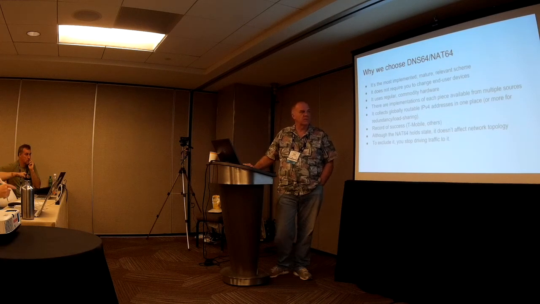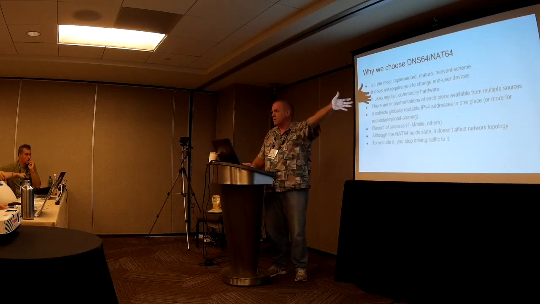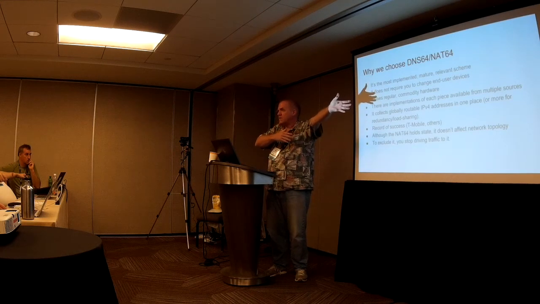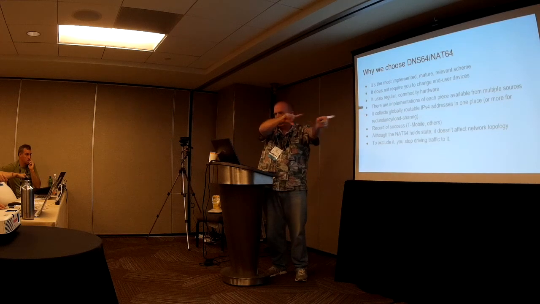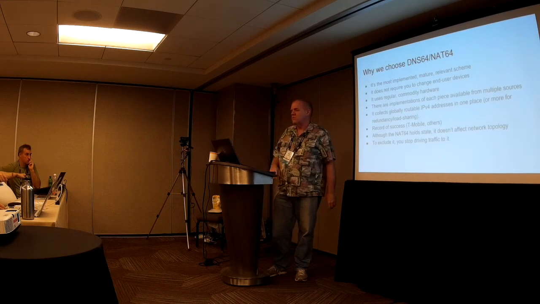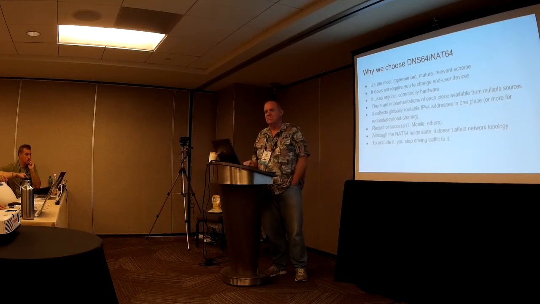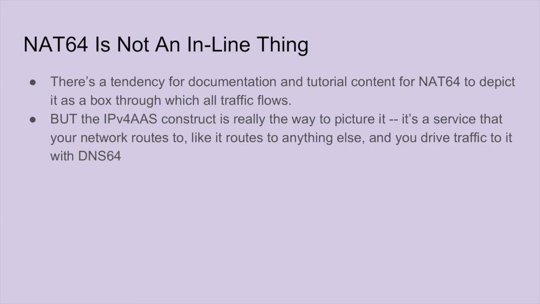We'll show you a diagram in a minute, but you put it out on your network, and your network can route to it. And if DNS64 tells the client to send to it, it'll go there and it'll get translated. So if you want to exclude it from the equation, you stop driving traffic to it with DNS64. It's not an inline thing. There's too many tutorial pages on the net which show it as a bump in the wire, and it's really not. The NAT64 translator just has to be reachable on your network, and the routing will take it there, and then things will get translated.